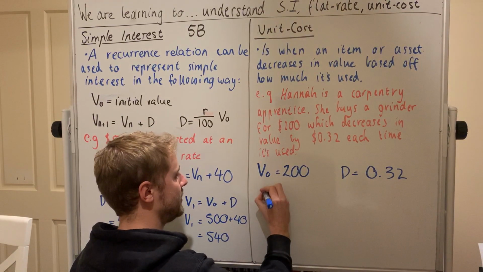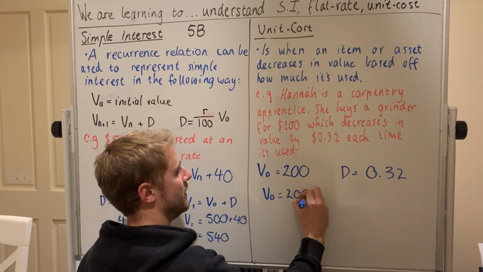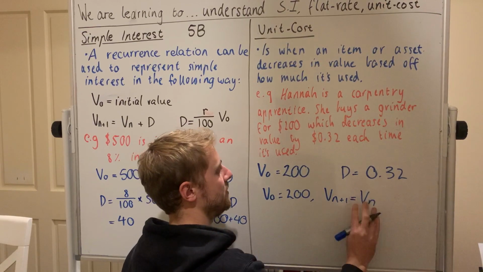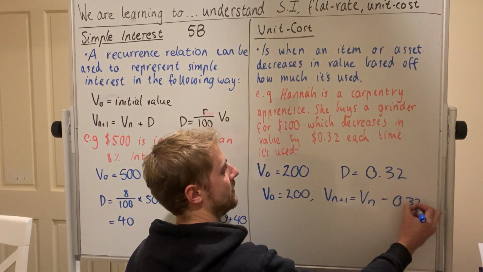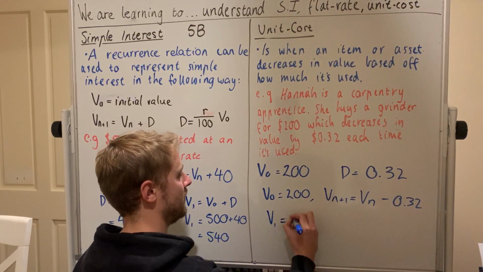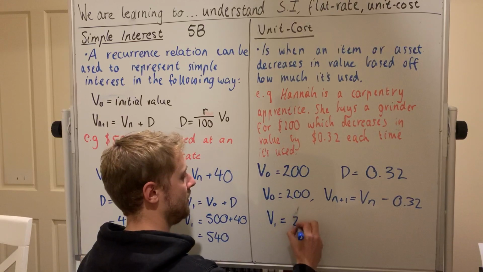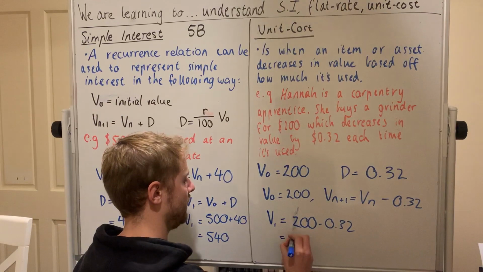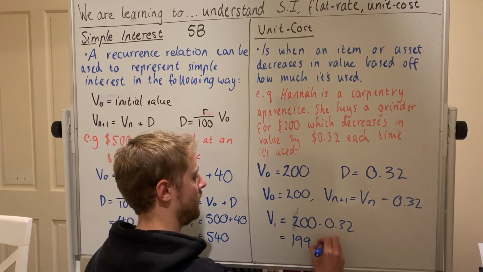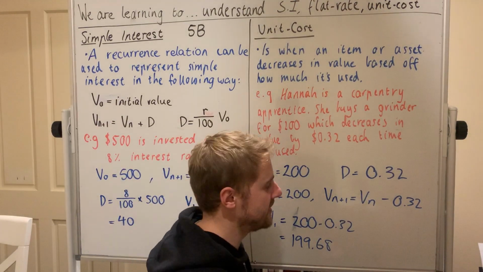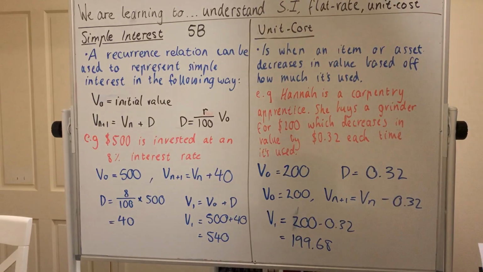So our full recurrence relation, initial value of 200, as well as the full relation, just Vn minus 0.32. That's it. If I wanted to work it out for one use, I would just subtract 0.32 from the initial. $199.68. If I wanted to work out V2, I would just take away 0.32 and keep doing that over and over again, depending on what the question was asking me.